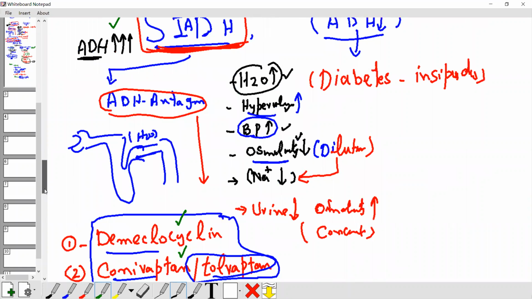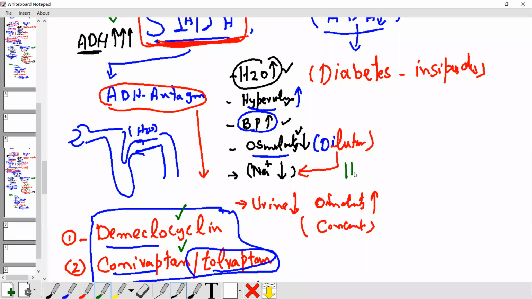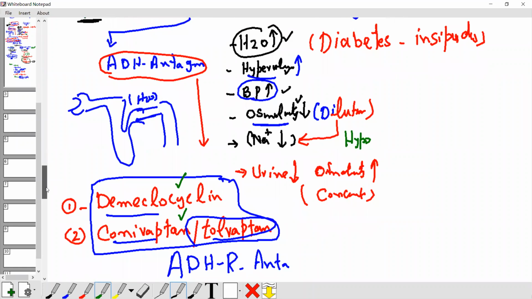In SIADH: more water, hypervolemia, increased BP, decreased osmolarity because of dilution. Decreased sodium, hyponatremia. Okay, it's a hyponatremia. And the urine osmolarity is going up, concentrated urine flow.